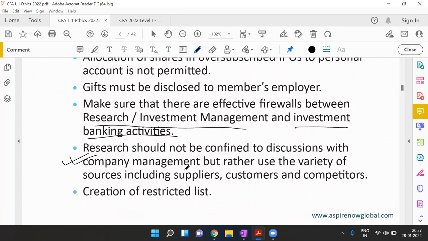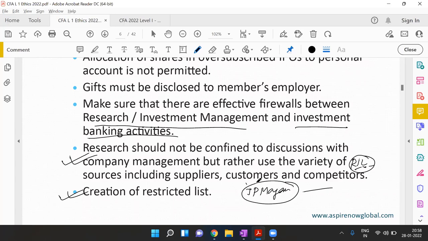The next point says: you need to create a restricted list. What does it mean? If JP Morgan is trying to bring out an FPO, a follow-on public offer, of Reliance Industries Limited, right? Which means they have the mandate. Follow-on public offer means this is not for the first time. The same company is issuing shares for the second or third or fourth time, and the shares are already getting traded in the market.